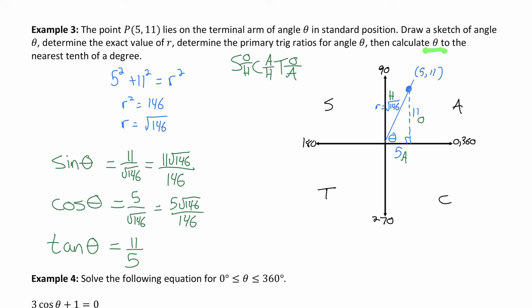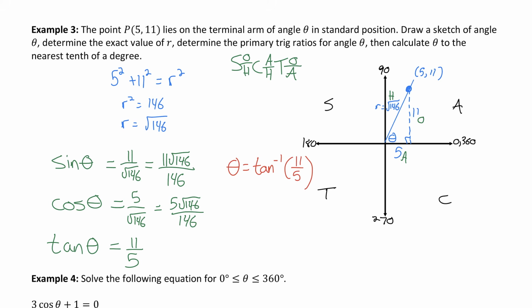The question then says to actually calculate theta. If I want to calculate theta, because we are in quadrant number 1 where all ratios are positive, this should be easy to calculate. I can actually just use any three of these ratios that I know are true and calculate theta by doing inverse sine, cos, or tan of any of the ratios. I'll use the tan ratio. I know that angle theta would just be equal to inverse tan of 11 over 5.